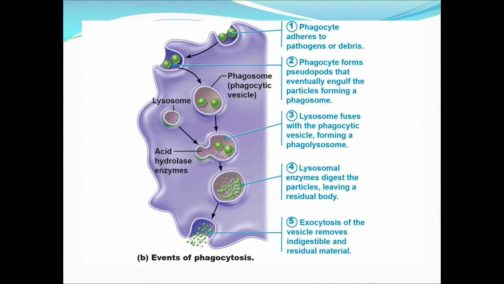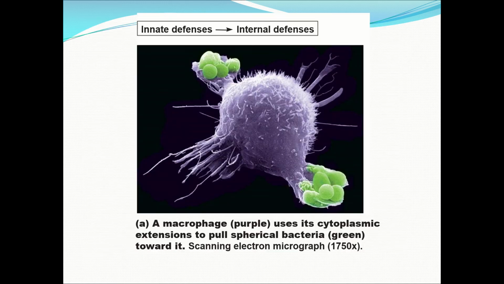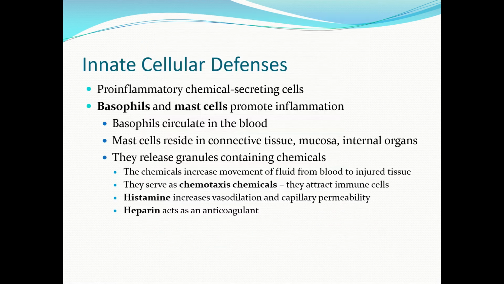In step 4, lysosomal enzymes digest the particles, leaving a residual body. In step 5, exocytosis of the vesicle removes indigestible and residual material. This illustration shows a macrophage in purple using its cytoplasmic extensions to pull spherical bacteria in green towards it.